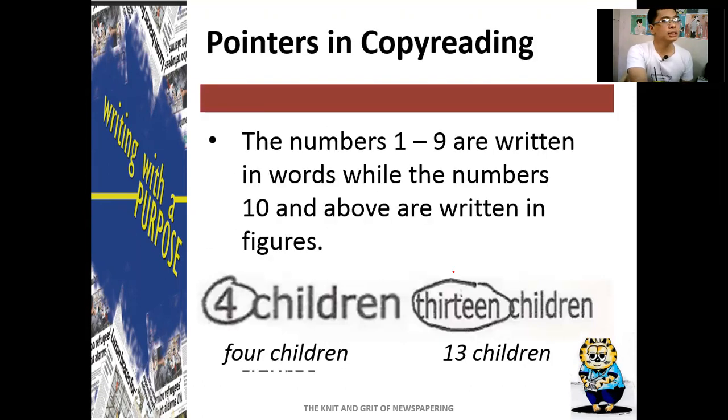Ito yung sinasabi ko sa inyo na meron tayong mga rules sa paggamit ng mga words sa mga number at ano yung mga dapat na naka-figure lamang. So, the numbers 1 to 9 are written in words while the numbers 10 and above are written in figures. As you can see in our example, yung 4 children tsaka yung 13 children. Yung 4 children, binilugan natin para maging words na lang siya ng four children. At yung 13 children, binilugan natin to suggest na dapat ay number lang siya.